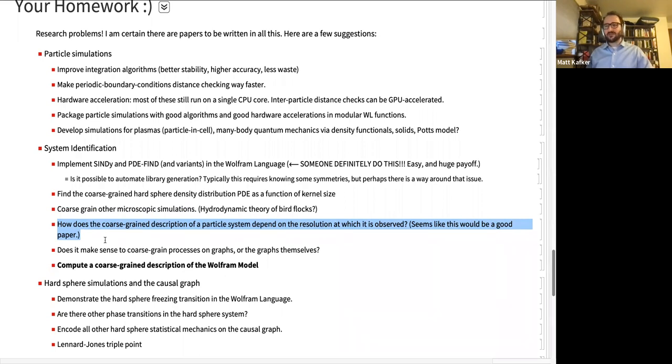coarse graining on graphs. So we talked about coarse graining from basically phase space, like the position and velocity information, but presumably there's going to be some sort of coarse graining that can occur on the graphs themselves. What is that going to look like?